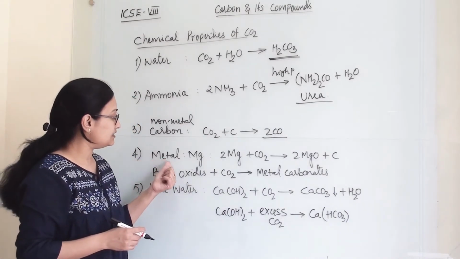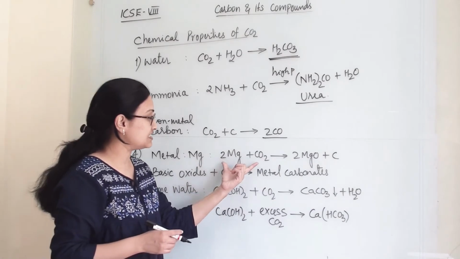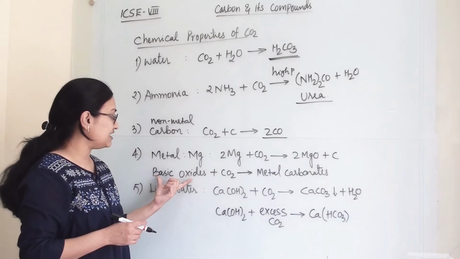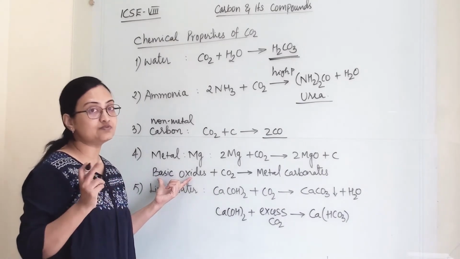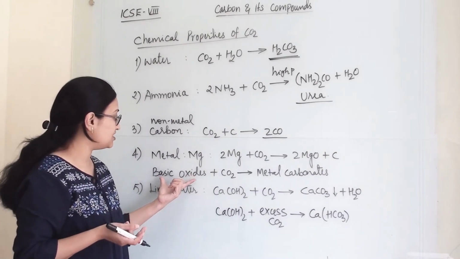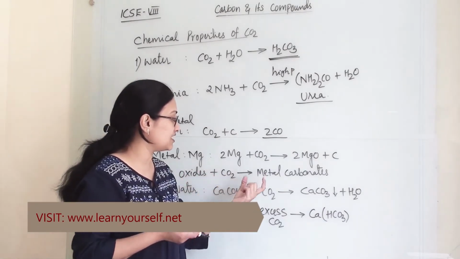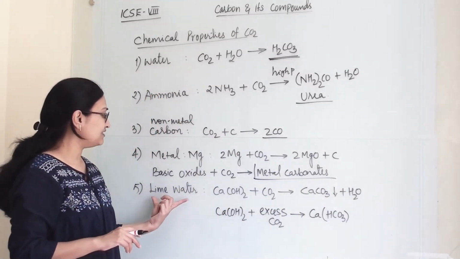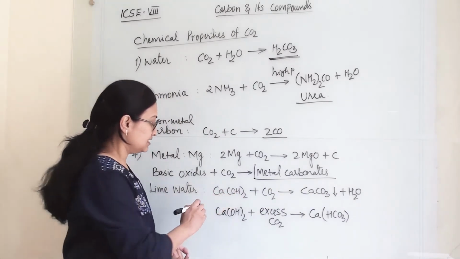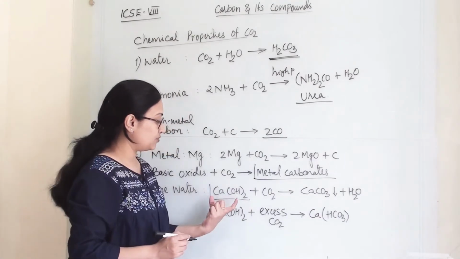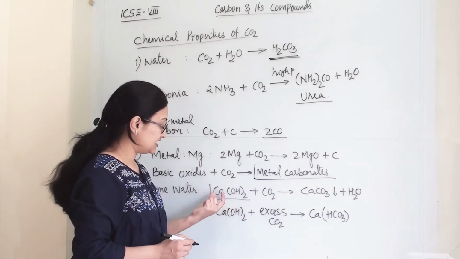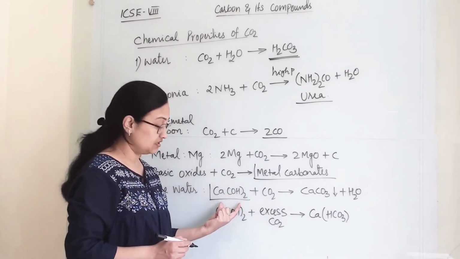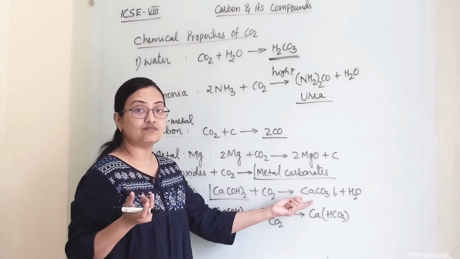Then with the metal magnesium, when carbon dioxide reacts, we get magnesium oxide and carbon. Any metal oxide is a basic oxide. So when basic oxides like sodium oxide or magnesium oxide react with carbon dioxide, we get metal carbonates. Now with lime water: its molecular formula is calcium hydroxide, that is Ca(OH)2. When carbon dioxide reacts with lime water, it turns the lime water milky.